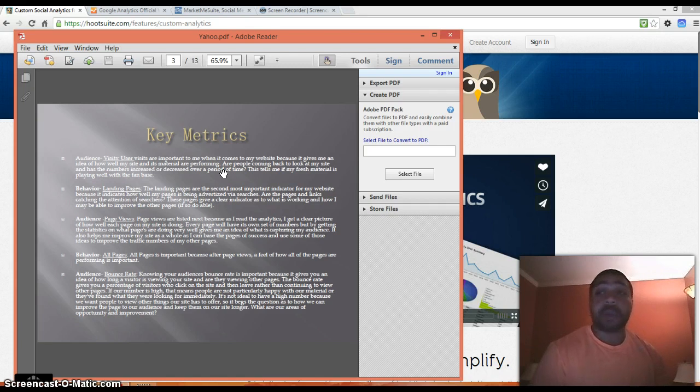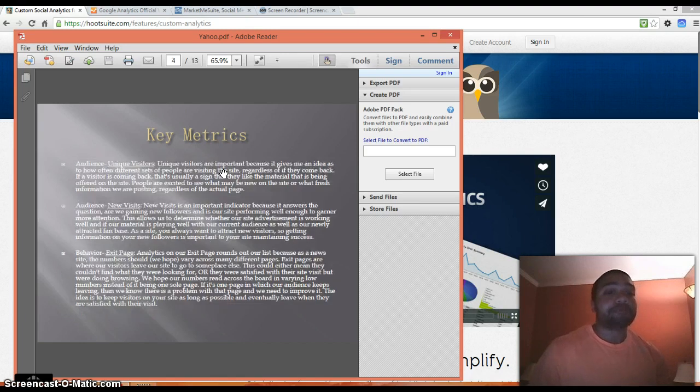Obviously, page views. We want to make sure our journalists are doing the right thing and providing material that our viewers want to read. All of our pages are important, so we want to take a look at how all of our pages are performing in every single category, whether it's sports, news, or weather. Our bounce rate, where are people leaving, what pages are they leaving on to view other things.